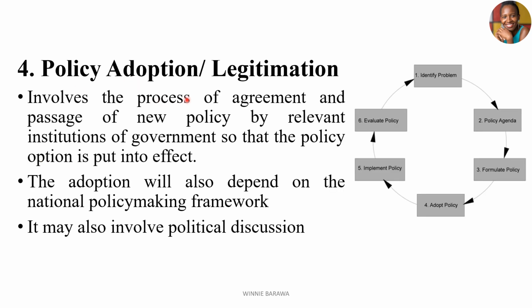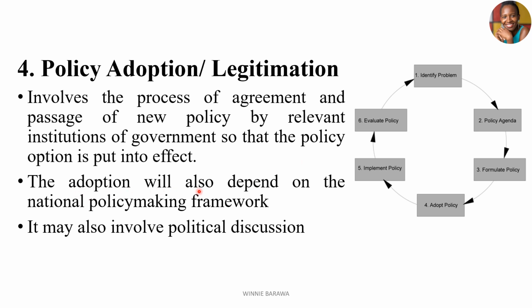Then stage 4 is about policy adoption, also known as policy legitimation. So this involves the process of agreement and passage of the new policy by relevant institutions of government so that the policy option is put into effect. So what do we mean here? In this stage, we are allowing the policy to become the guiding document for the community. So we want to agree, we want to pass this policy as the new relevant laws that can guide the different procedures and processes in the community or in the setup that we are in.